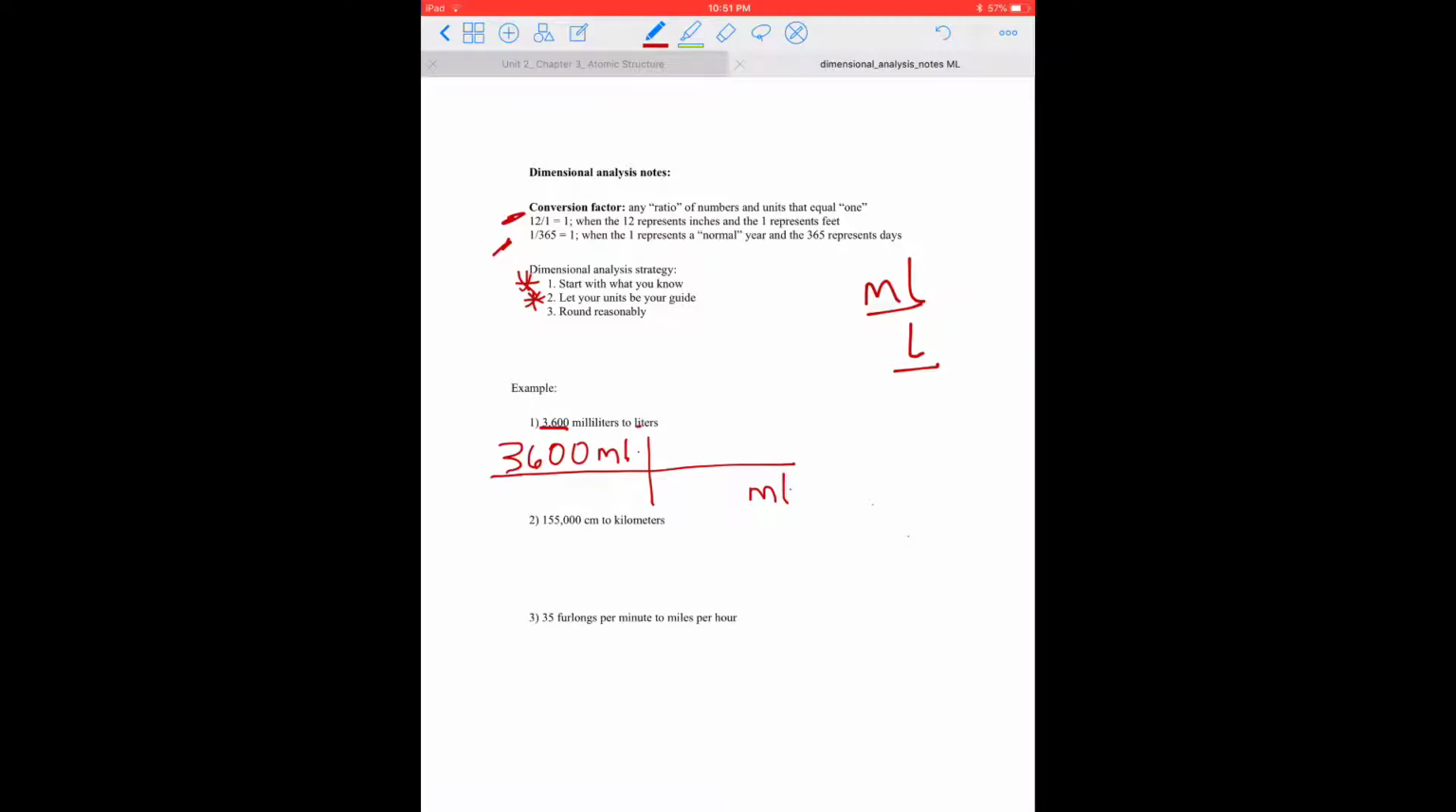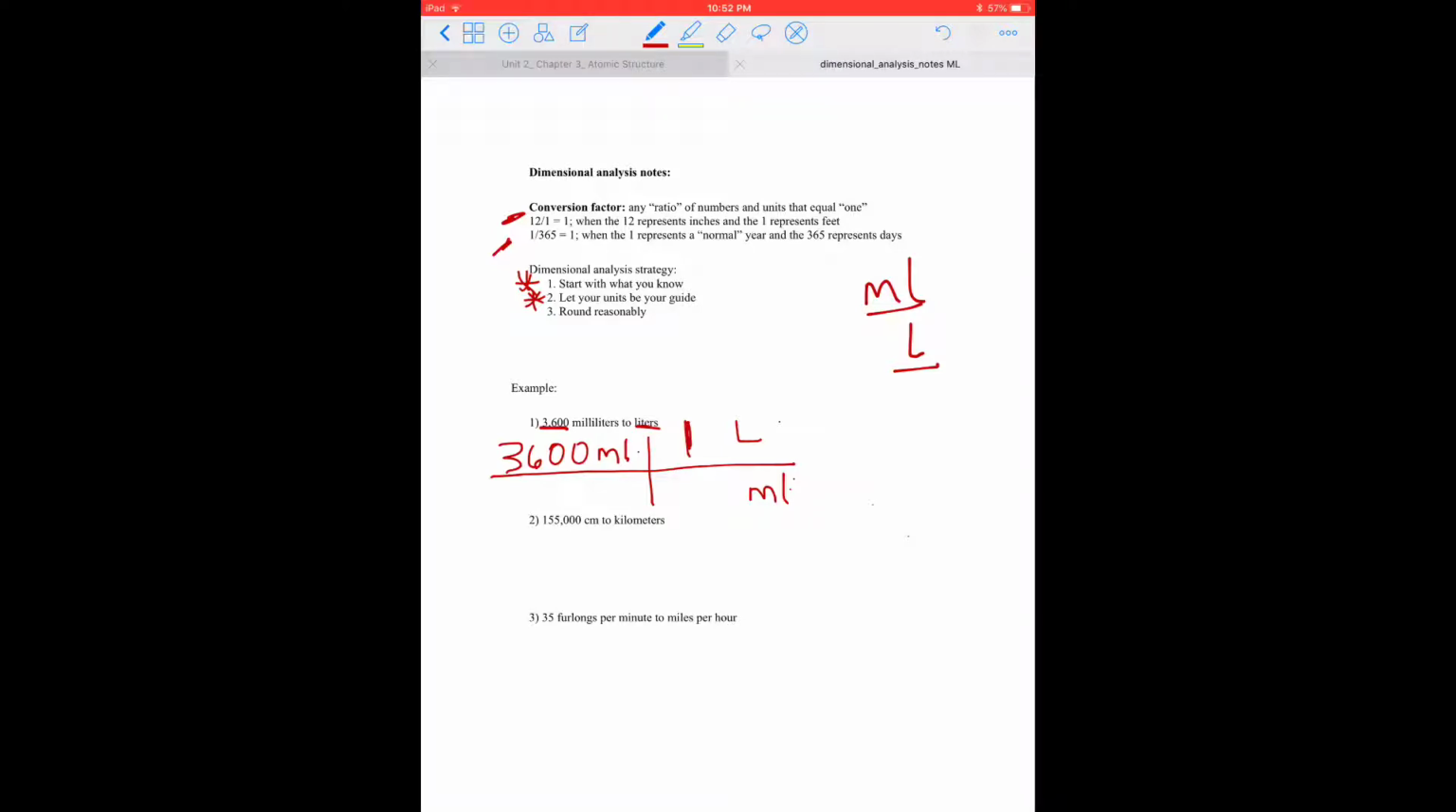Now if I look at my problem here, I'm converting from milliliters to liters. So I want to put liters up here on top because that's what I'm trying to finish my problem with. So I've got 3,600 milliliters. I've got liters and milliliters. And then the next question I want to ask myself is which unit is the bigger unit, liters or milliliters? Well, if you know anything about volume, you know that 1 liter is much bigger than 1 milliliter. And so I'm going to give my biggest unit a 1. Okay, so liters got the 1 there.